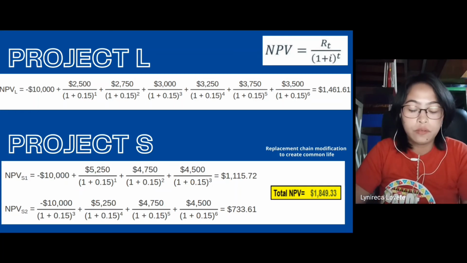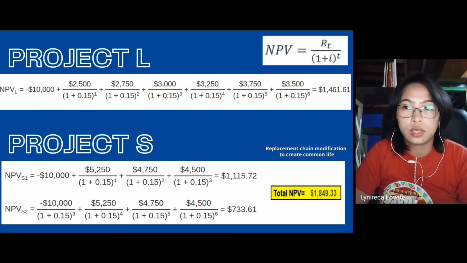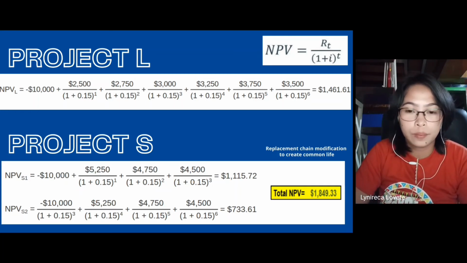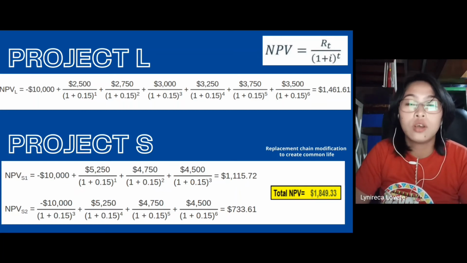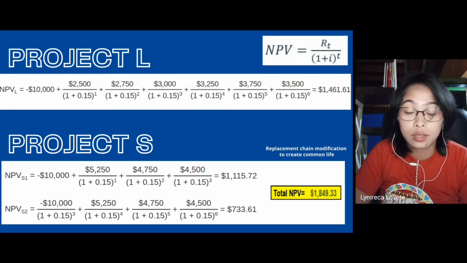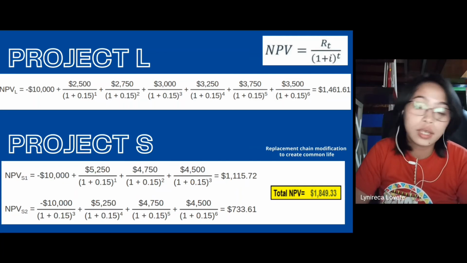So the total NPV of the project S is 1,849.33. In the replacement chain, we will choose the highest NPV, which is the project S. Therefore, the company C has to choose the project S since it has the highest NPV.